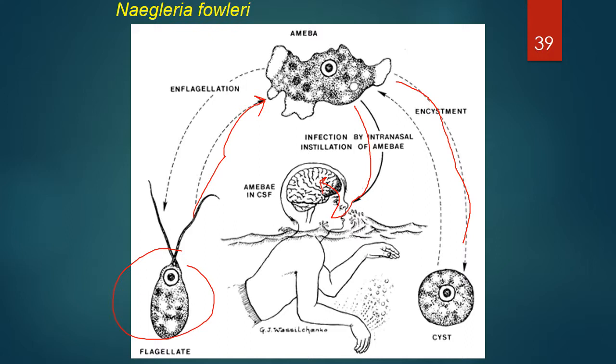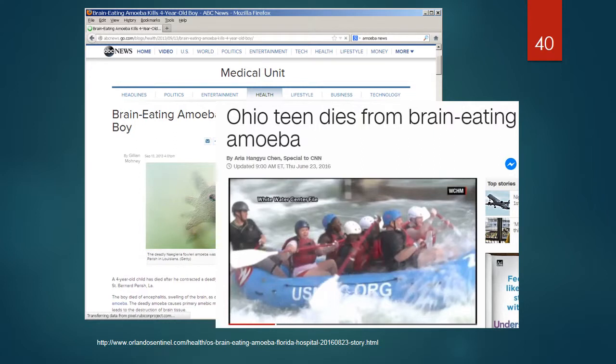This is going to sound really familiar to you because do you remember the brain-eating amoeba that they talked about at the Whitewater Center? It was all over the news because a poor teen from Ohio did die from this amoeba, and it was Naegleria.